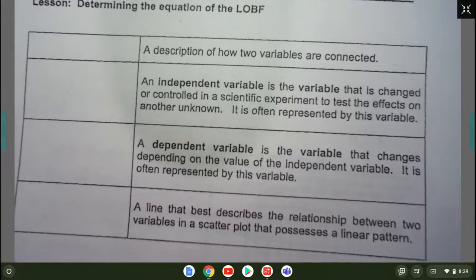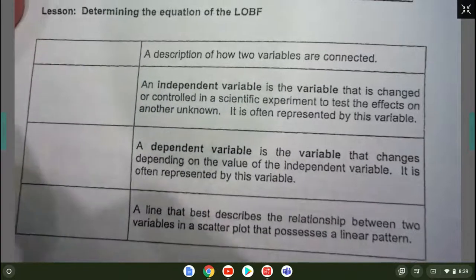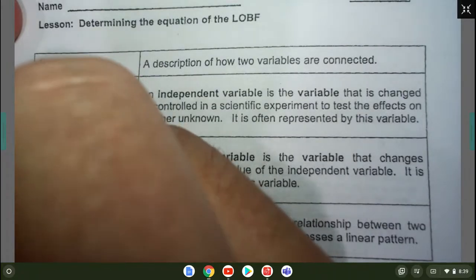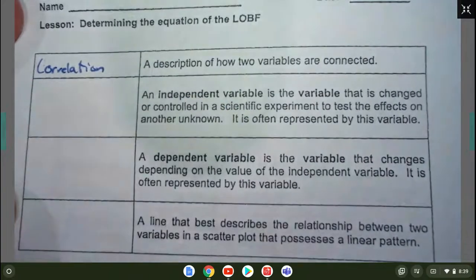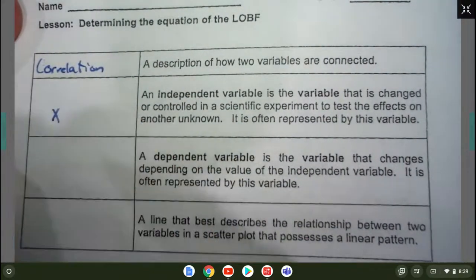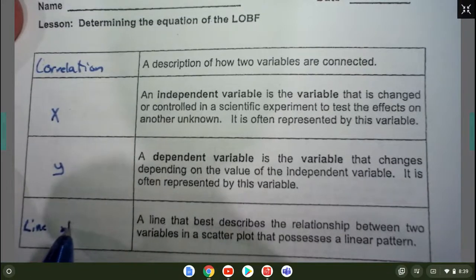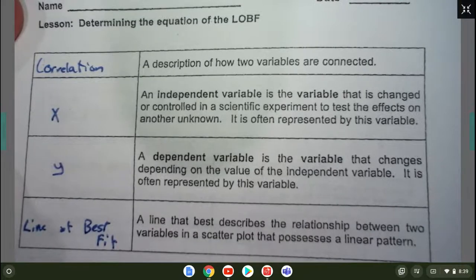So it looks like we're supposed to fill in some blanks here. A description of how two variables are connected. That is either our correlation or relationship. We can say that's positive or negative. We're looking for the correlation here. The independent variable is our x variable, I believe is what we're looking for there. The dependent variable then is our y. And then the line is our line of best fit.